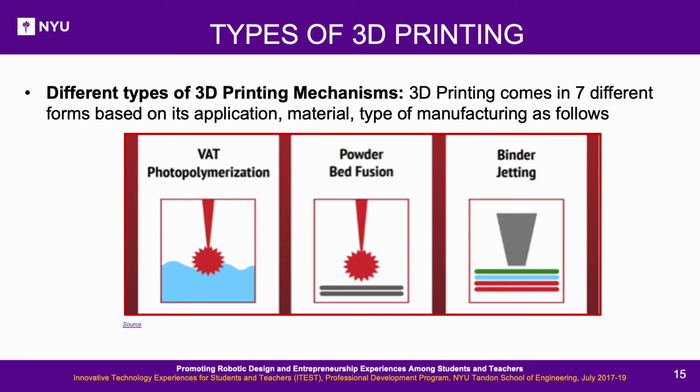Powder bed fusion uses a heat source, typically a laser, to fuse atomized powder particles together. This is done one layer at a time until the part is completed.